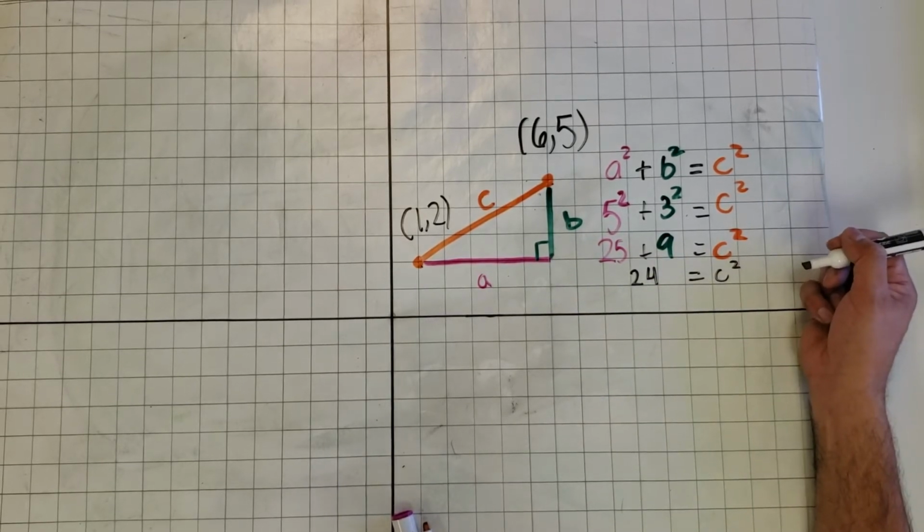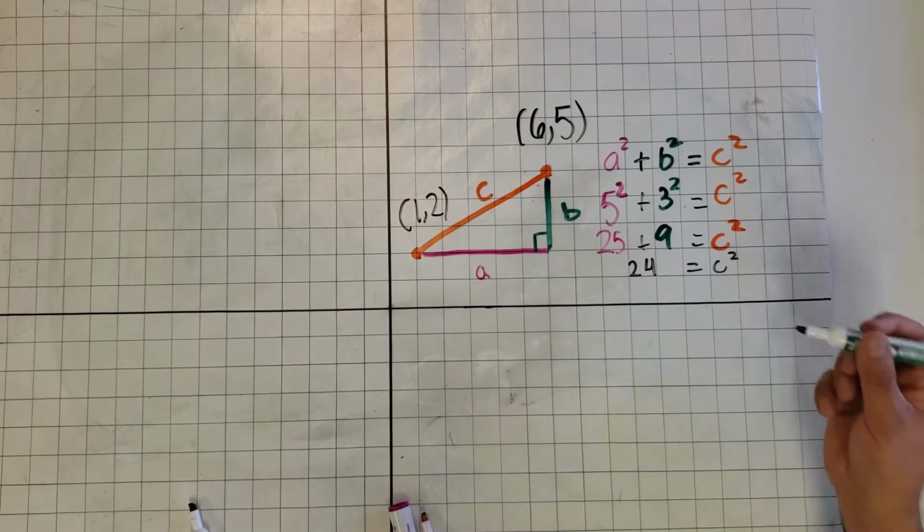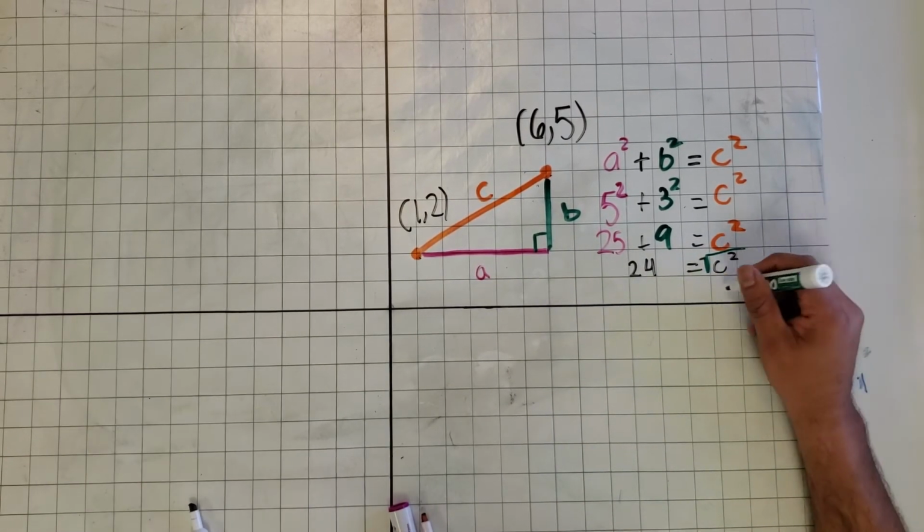Okay? And now how do we get rid of squaring things? What's the opposite of squaring? Diego, what's the opposite of squaring? So we're going to square root this side right here, and somebody with a calculator?